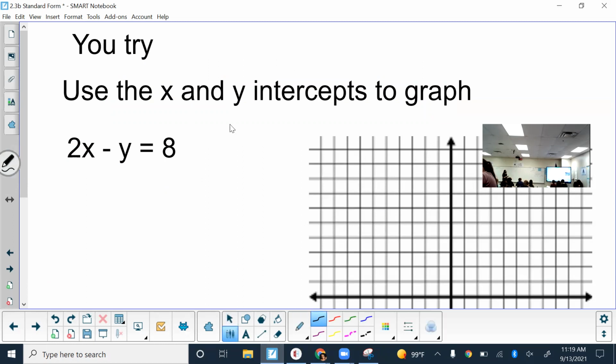Positive or negative? Positive. That sounds correct from when we did it earlier. What about the y? Negative. That sounds correct as well.